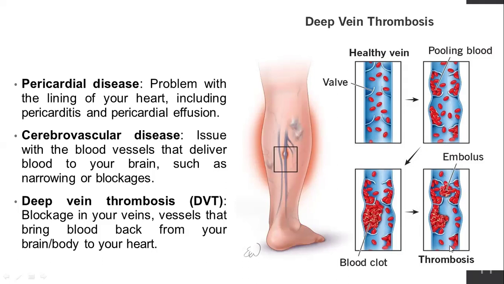Usually, if this thrombus gets stuck in your lungs, within minutes the person can die, because it is not providing oxygenation. It is blocking your oxygen exchange. So this is DVT, deep vein thrombosis. Yeah, varicose veins as well.